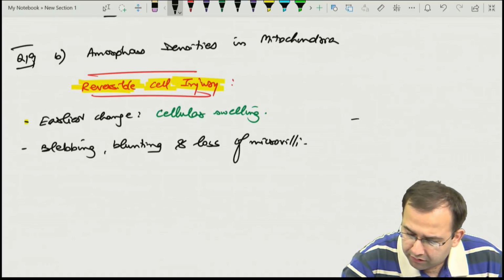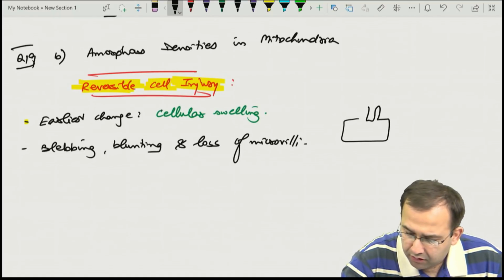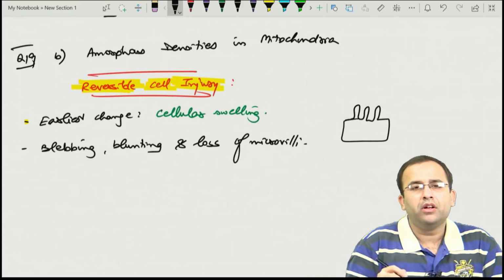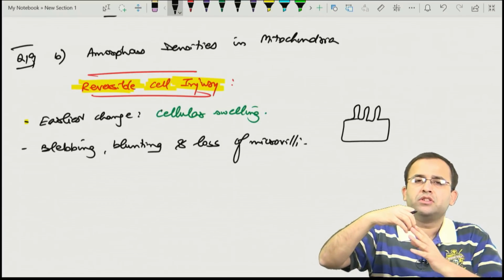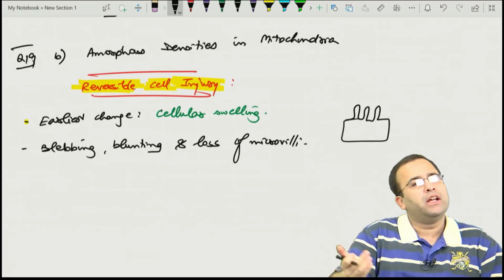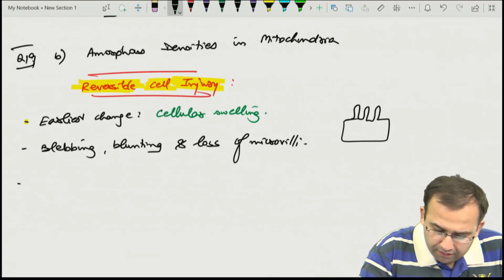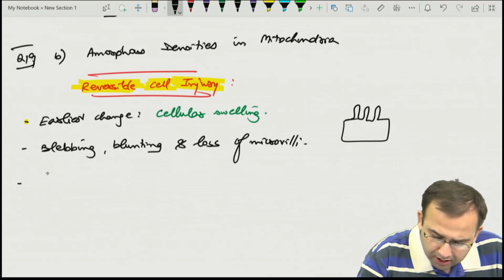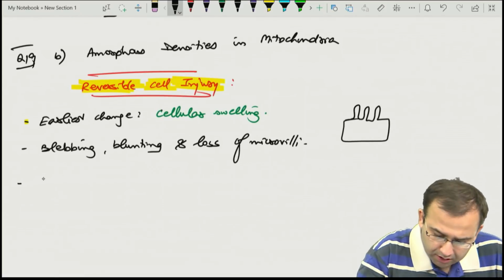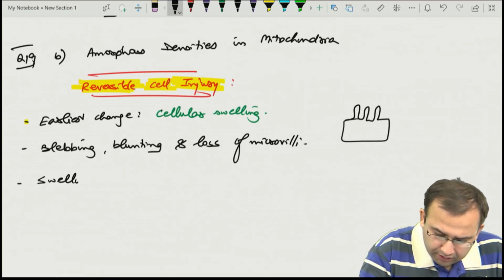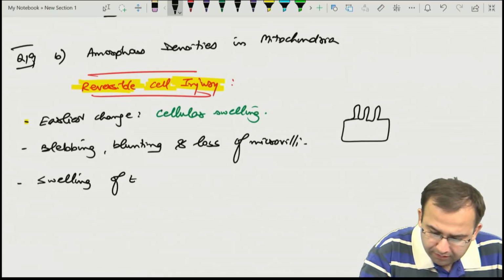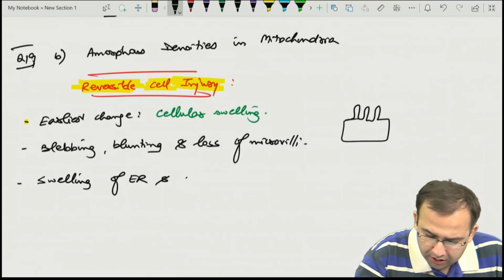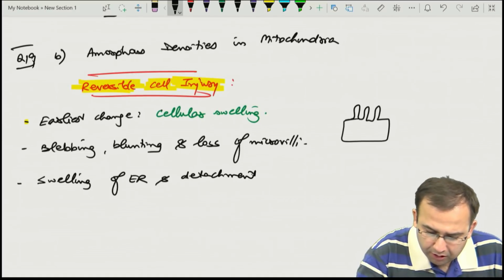See, this is sort of obvious. This is the cell with microvilli on top. Now, if cellular swelling is occurring, it leads to cytoplasmic bleb formation, blunting, and loss of microvilli. Next, reversible cell injury is also associated with swelling of endoplasmic reticulum and detachment of polysomes.